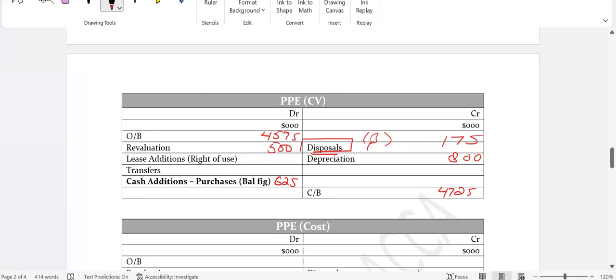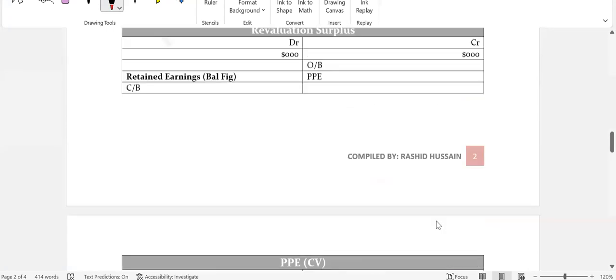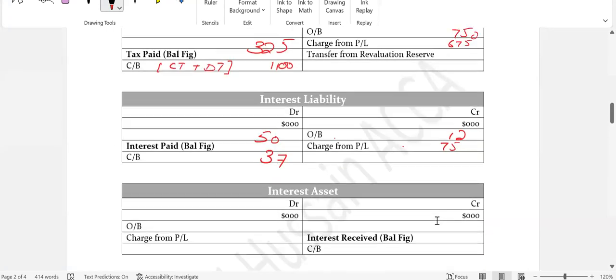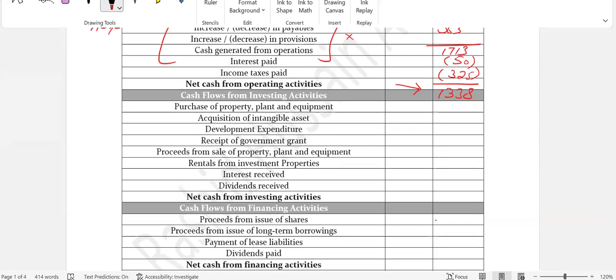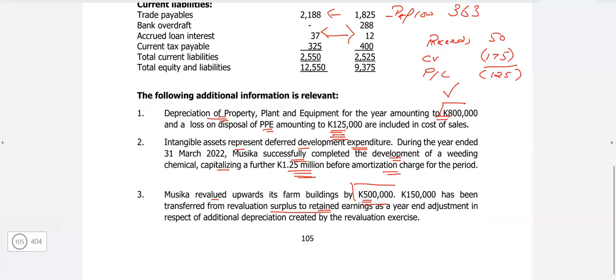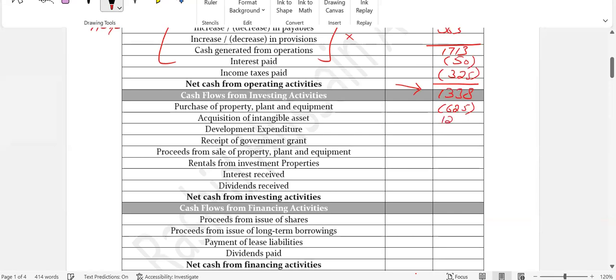Now what we can do is go to the investing activities. In the investing activities, we will write the purchase of the property, plant, equipment, which is given in the question as 625. We have the acquisition of the intangible asset, which is the development expenditure, and it was mentioned as 1250. Everything is mentioned. Okay, let's write these things in the other column.